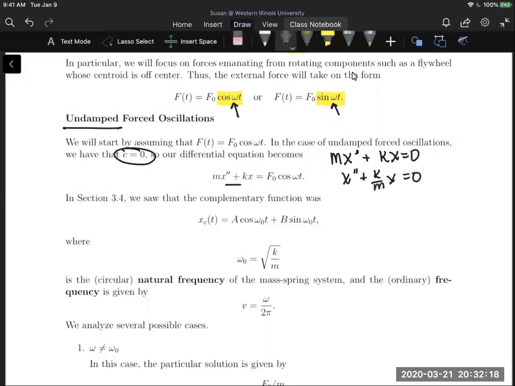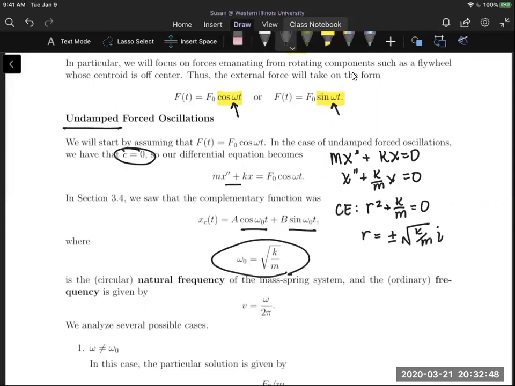And then if we set up the characteristic equation, we would get r squared plus k over m equals 0. And so the roots of our characteristic equation would be plus or minus the square root of k over m, times i. We're going to get imaginary roots here, so we know we set those up in terms of a sine and a cosine. And you'll see that's exactly what we have set up for this complementary function, where here omega naught is going to be the square root of k over m.